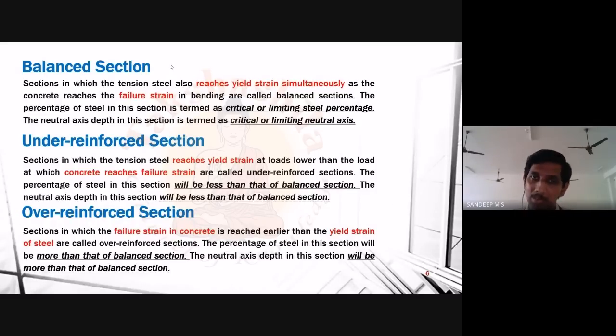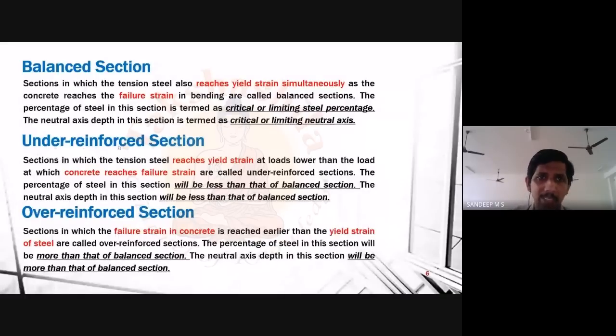Say for example, as we told in the case of concrete, when we have a strain value of 0.0035, we assume that the material is failed. But practically or in the actual case, that material may be able to carry much more load. But in view of safety, we assume that once the material has such a strain value, the material is failed. And again, a balanced section is a section in which both the yield strain or the failure strain in concrete as well as steel are reached simultaneously, at the same time. Okay, so that is the concept of balanced section.